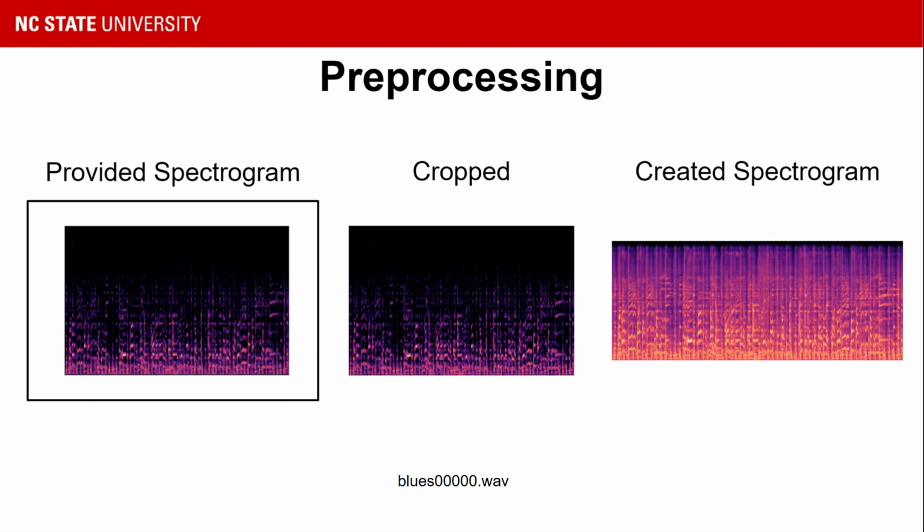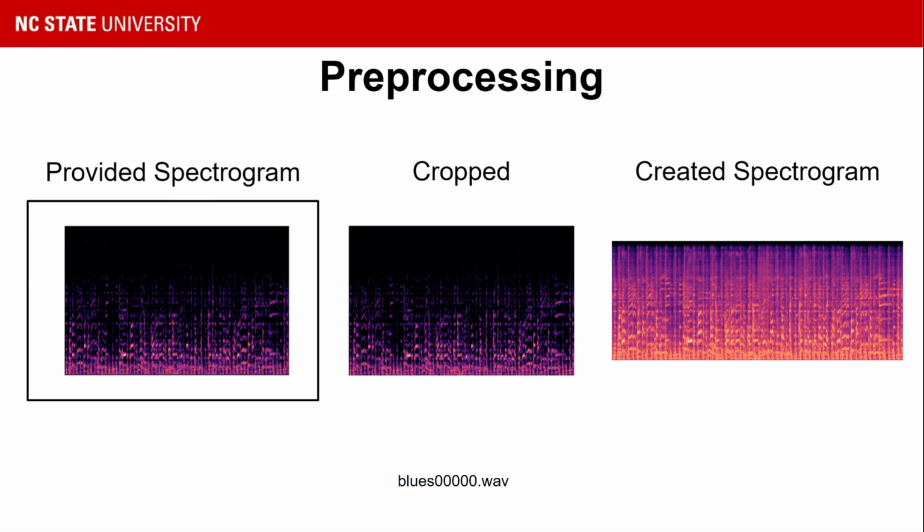For our pre-processing, since we're using spectrograms, we looked at the provided one, and we noticed there was a lot of white space around it, and we were a bit worried that would cause some unwanted noise in our model. And so we created a Python script to remove all the white space.